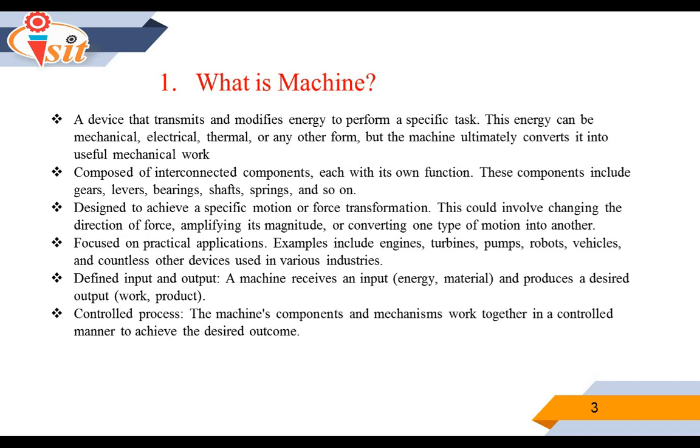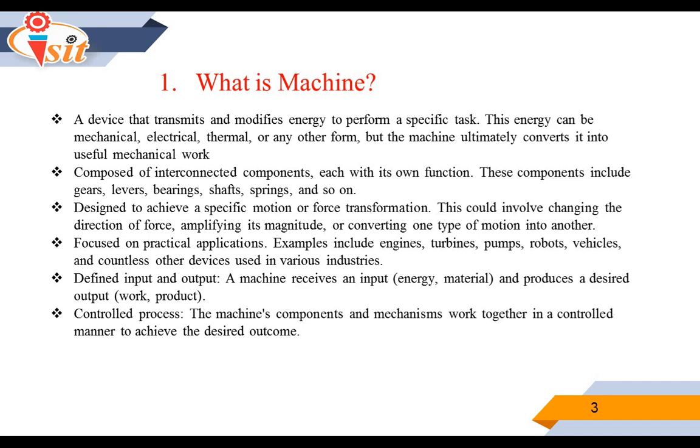So what is machine? Machine is a device which receives energy in some available form and utilizes it to do some particular type of work. So machine is a combination of components which can transmit power in controlled manner and is capable of performing useful work. It is designed to achieve a specific motion or force transformation. This could involve changing the direction of force, amplifying its magnitude, or converting one type of motion into another. So machine is focused on practical applications.